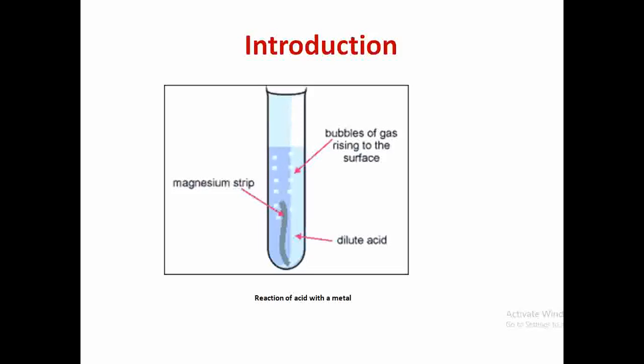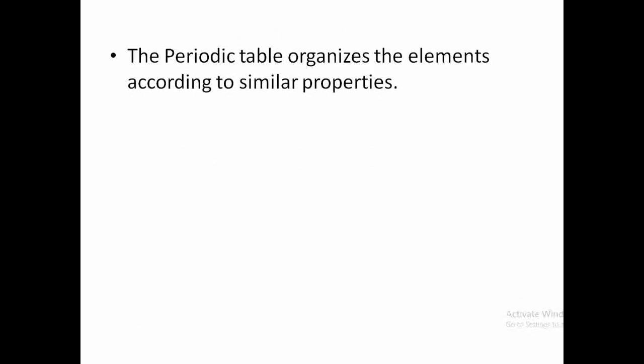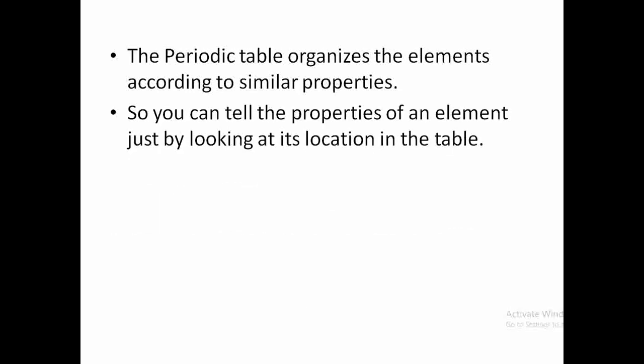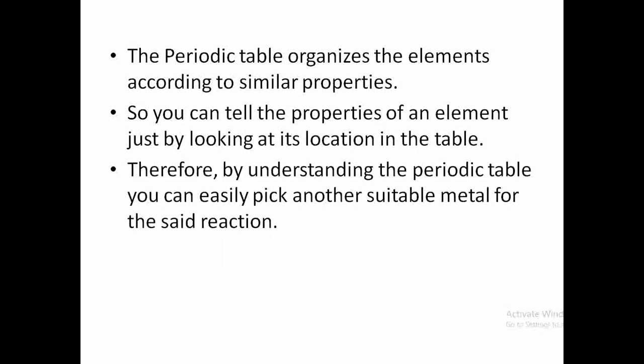Now, we have to use the periodic table for a guide. The periodic table organizes the elements according to similar properties. So you can tell the properties of an element just by looking at its position in the periodic table. Therefore, by understanding the periodic table, you can easily pick another suitable element for the said reaction. Now, let's take a look at the periodic table.